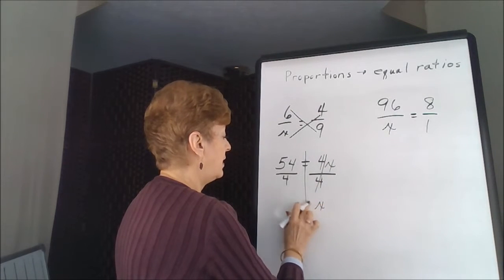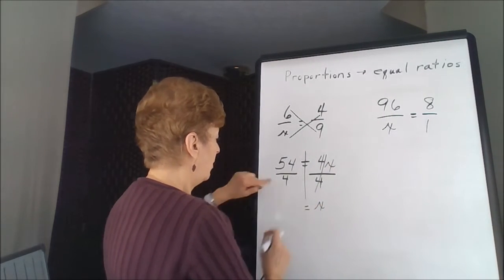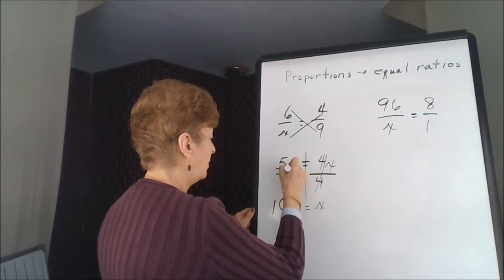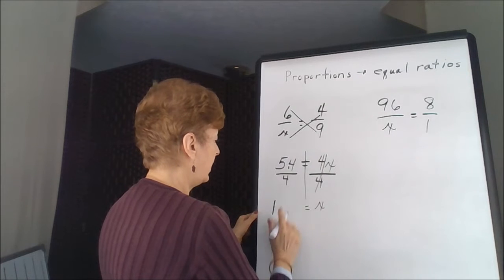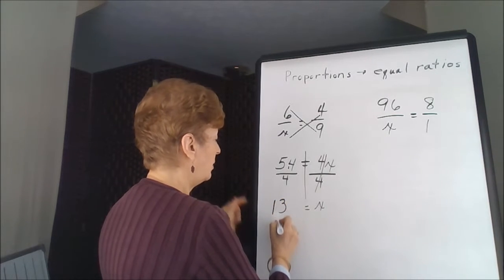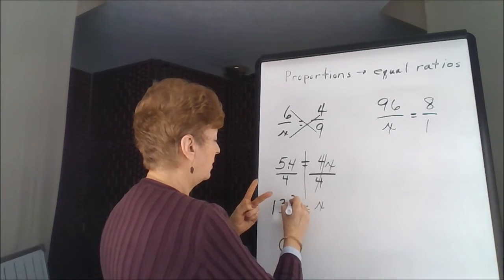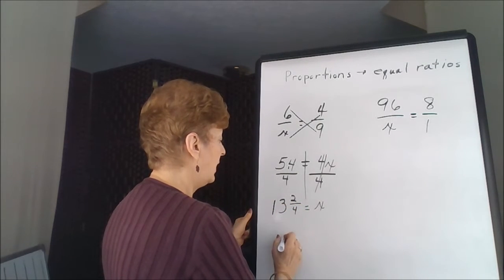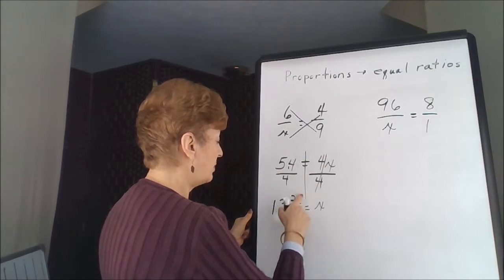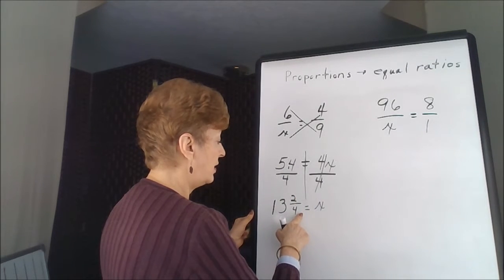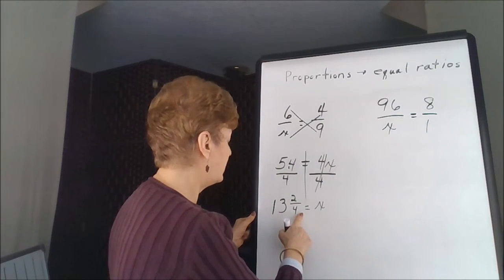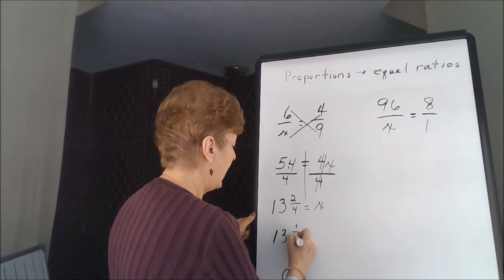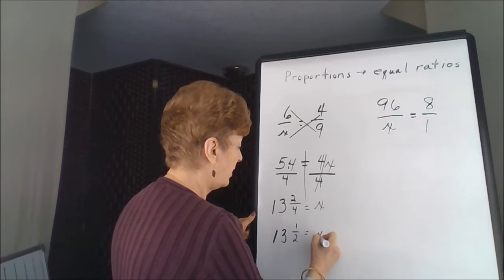X is equal to 4 divides into 5 one time with 1 left over. 4 divides into 14 3 times with 2 left over. That's a remainder, so I'm going to put it as a fraction. And now I can reduce this fraction because there are 2 even numbers, so 2 divides into that. 13 and 1/2 is equal to x.